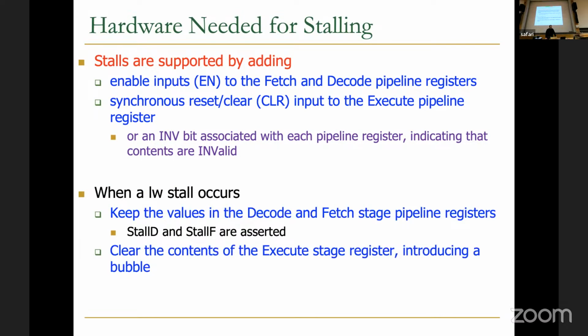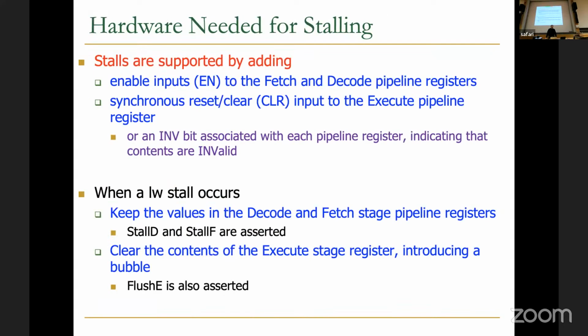So again, when a load word stall occurs, we need to keep the values in the decode and fetch stage pipeline registers, which means that we need to assert stall D and stall F. And then we need to clear the content of the execute stage register, introducing a bubble or flushing execution. Flushing is the terminology from your book, which I would recommend that you also check to learn these materials in more detail.